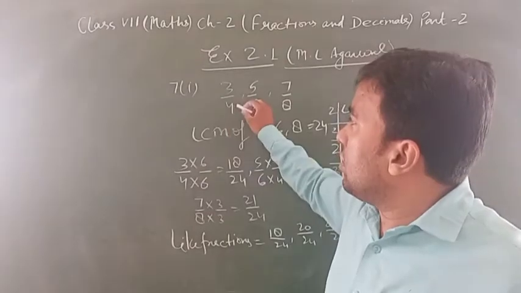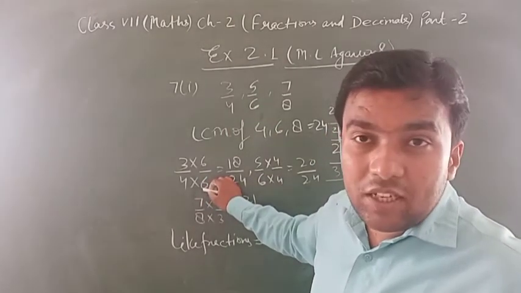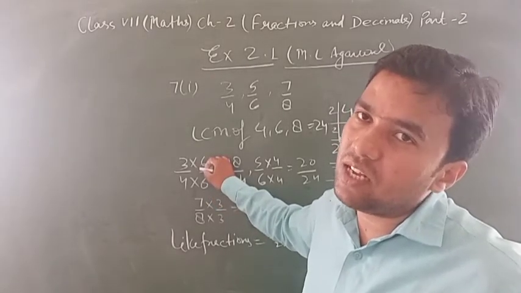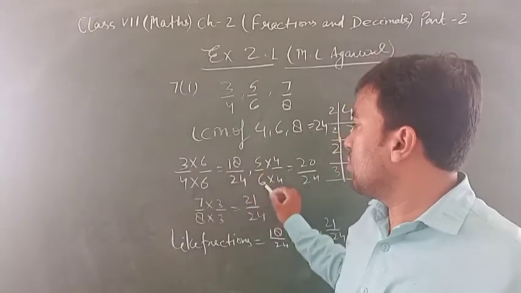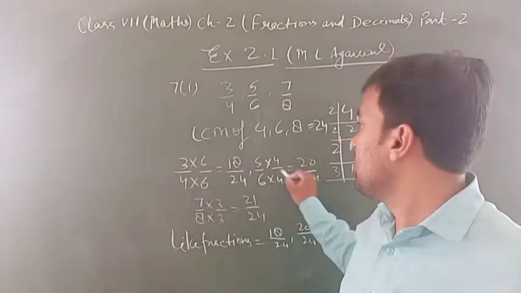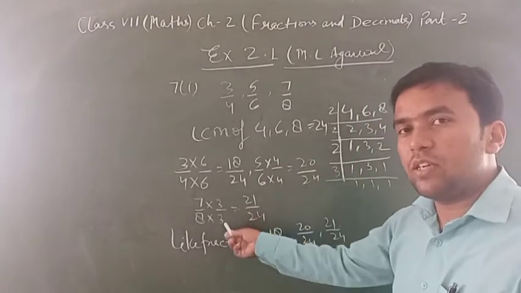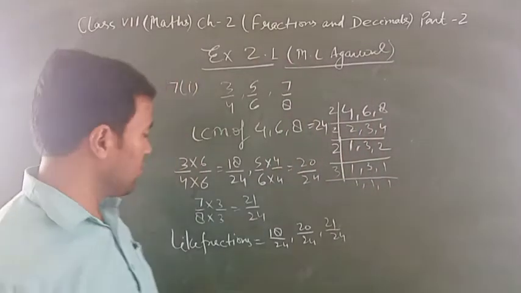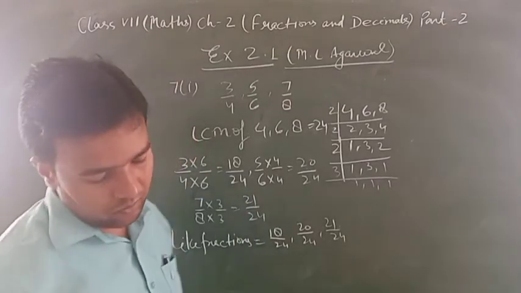Clear? 4 sixes are 24. When you multiply the denominator by 6, the numerator also you multiply by 6. So both you multiply by 6. 18 by 24. Here 6 fours are 24, 5 fours are 20, so 20 by 24. 7 threes are 21, 8 threes are 24, so 21 by 24. So the like fractions are 18 by 24, 20 by 24, 21 by 24.